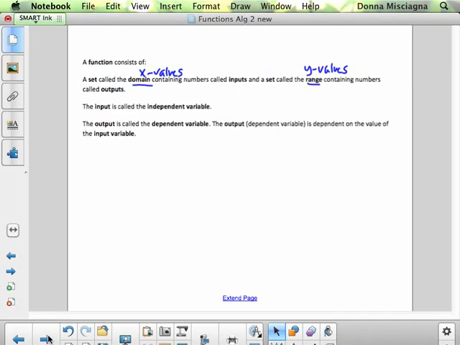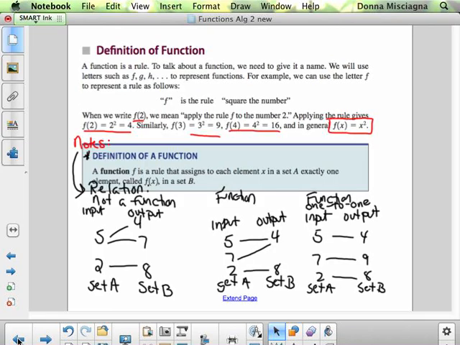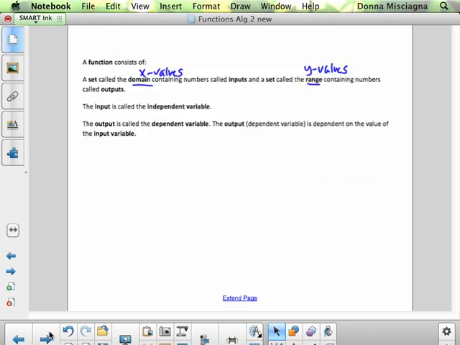A function consists of a set called the domain. So the domain is your input. So for instance, for our two functions, in both of them, 5, 7, and 2 is the domain. That was the input. Those are also your x values, right? So when you think of an equation, the x values are your domain. So what you plug in is your domain. What you get out are the y values. That's your range, right? So the set called the range contains the outputs.